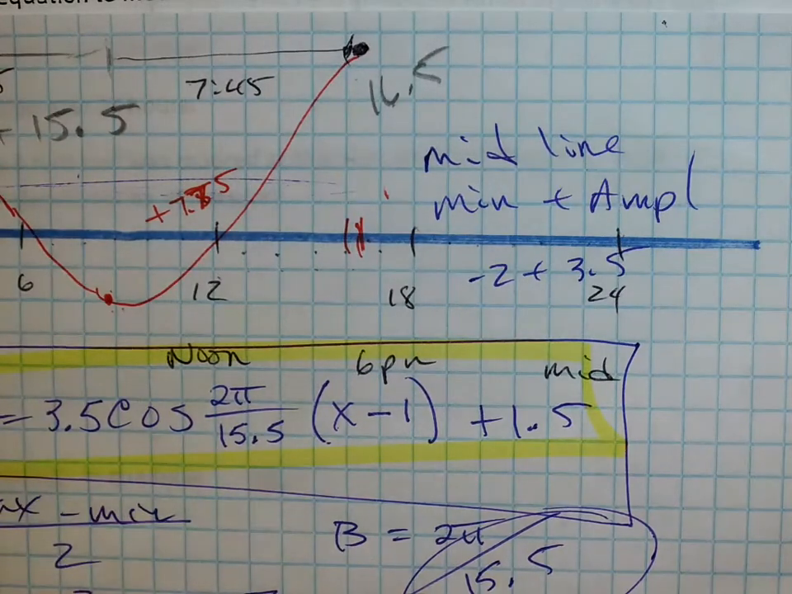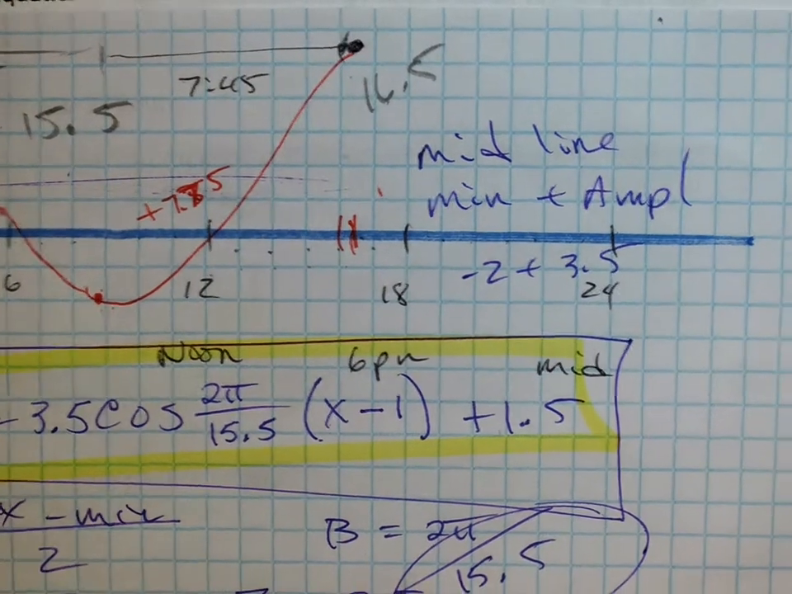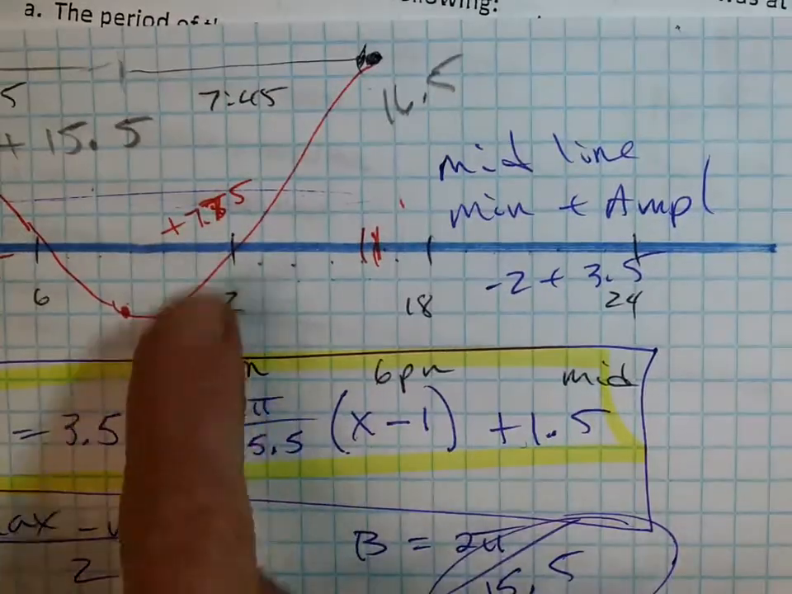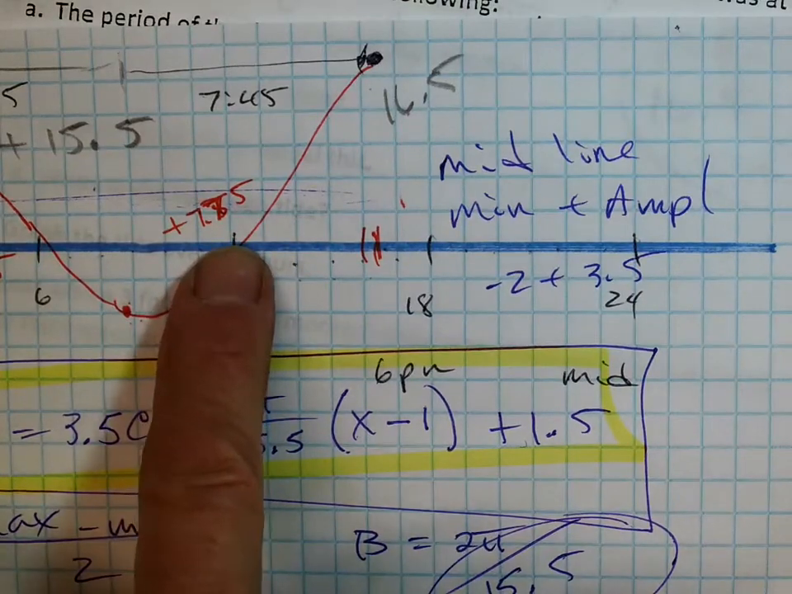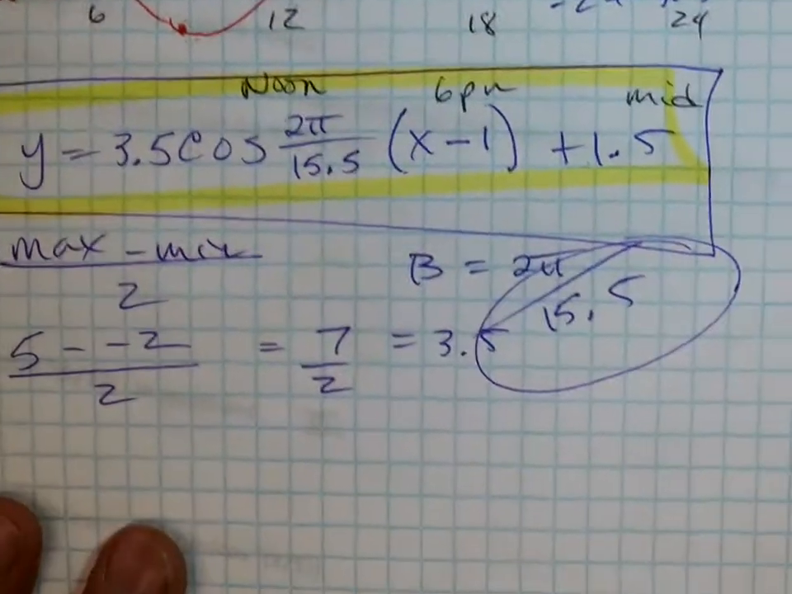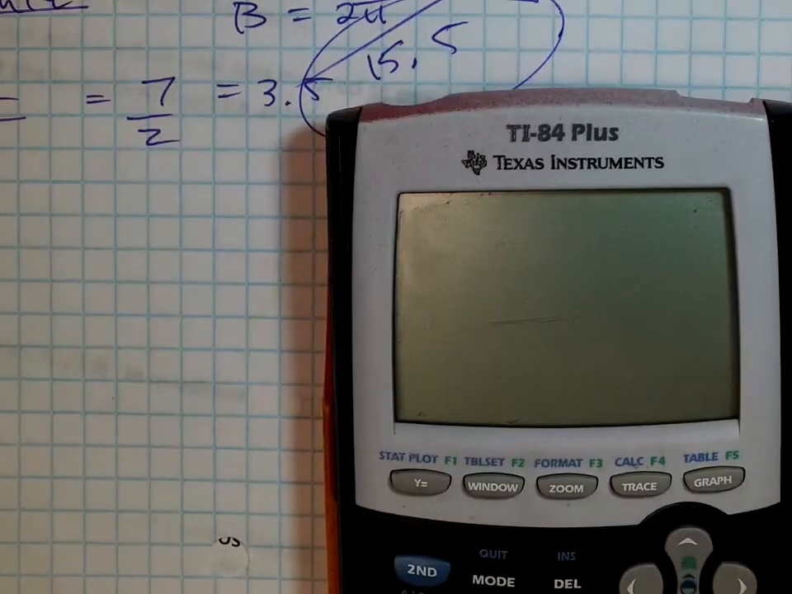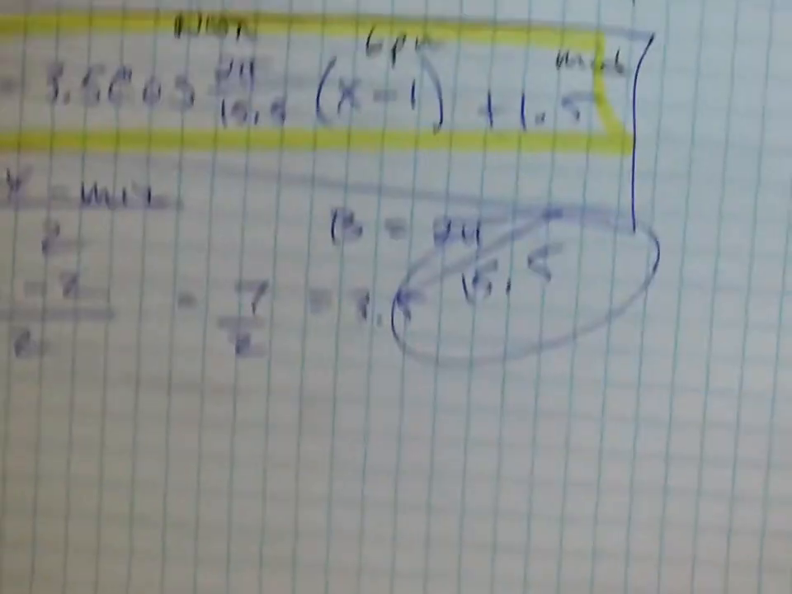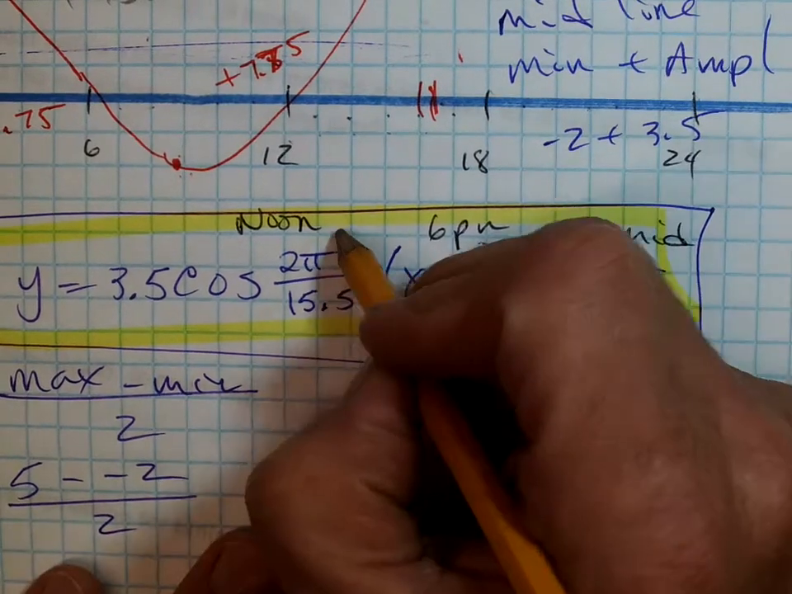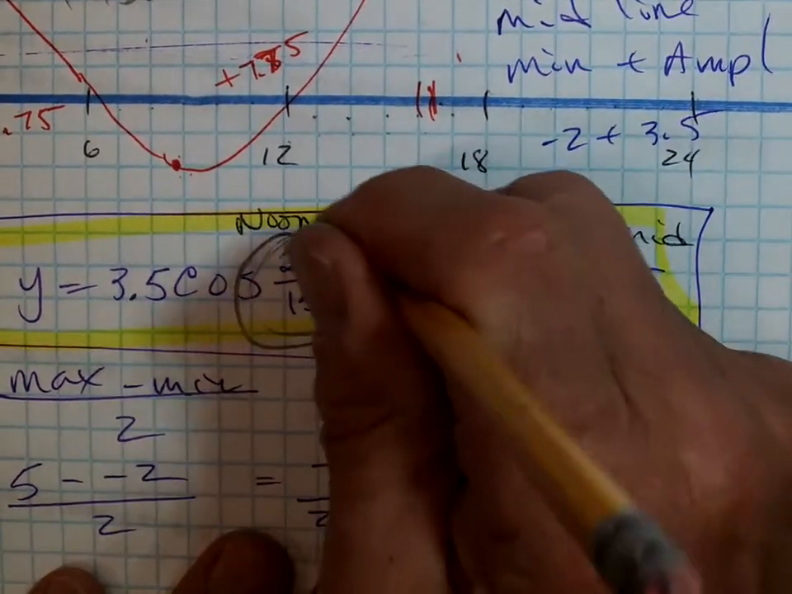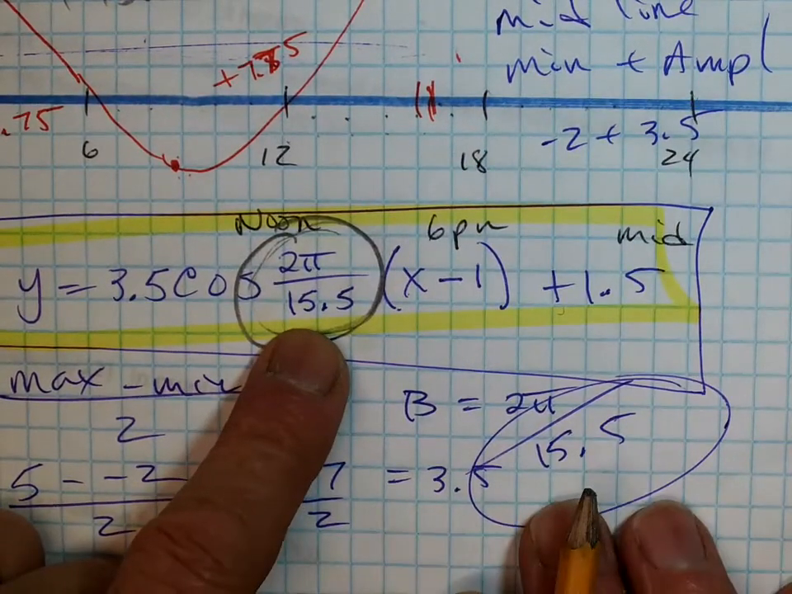All right, now, what's the height at noon? Sure looks like the height at noon is about 0. You guys agree? But we can get exactly what it is, and I'll show you how. To make it easier to plug this in my calculator, I'm going to figure out what that number is, okay?